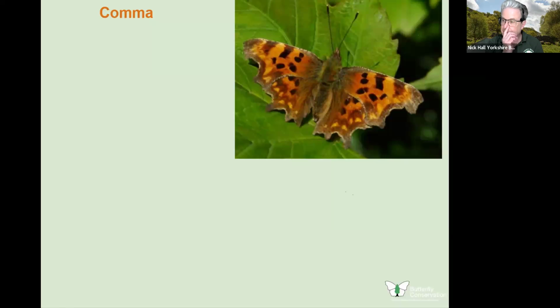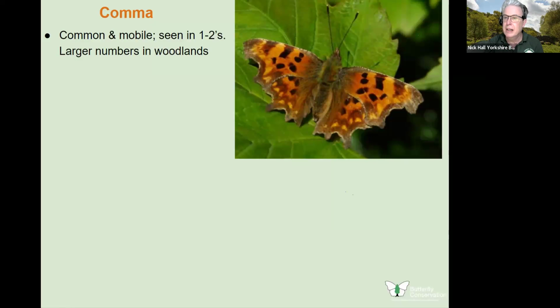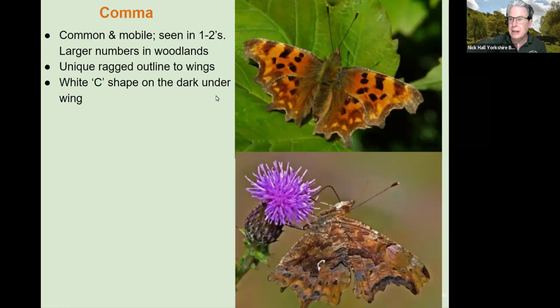So the comma, more complicated species, fascinating species. It's common, mobile, usually seen in ones and twos, but you find larger numbers in our woodlands. And it has these unique ragged edges. Looks so tatty, but that is on purpose because it's camouflage. And the underside has this characteristic comma mark, the C of the underside wing.